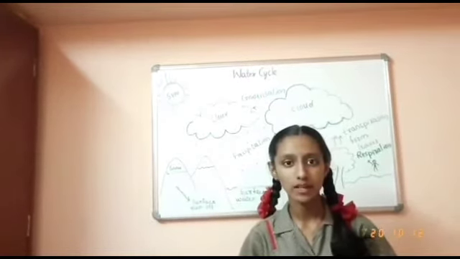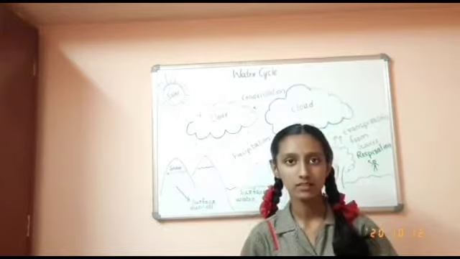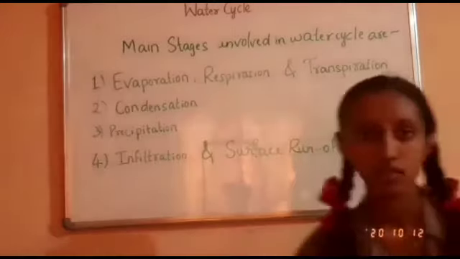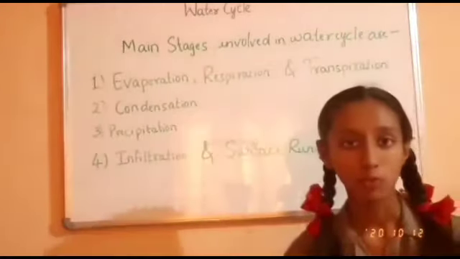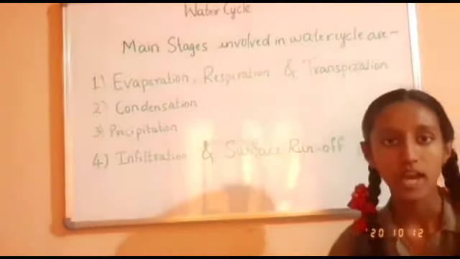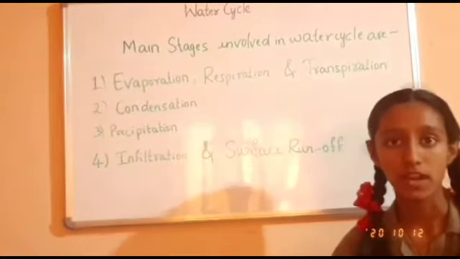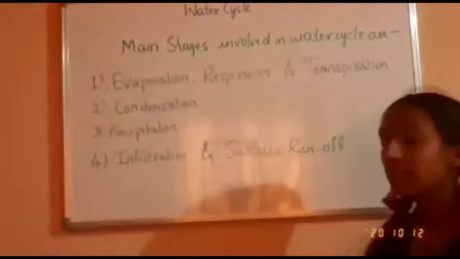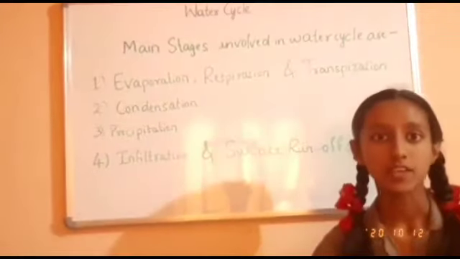Today I am going to explain about water cycle. Water cycle. The main stages involved in water cycle are evaporation, respiration and transpiration, the condensation, precipitation, infiltration and surface runoff.